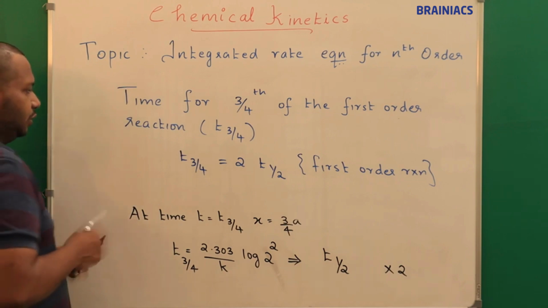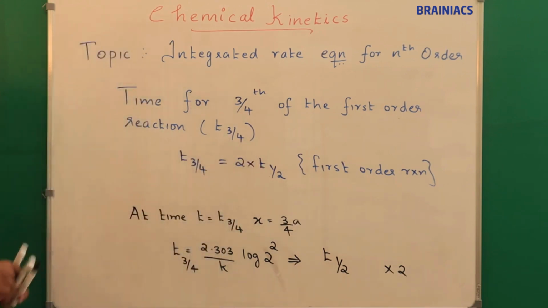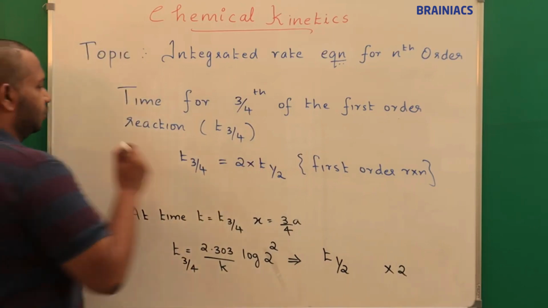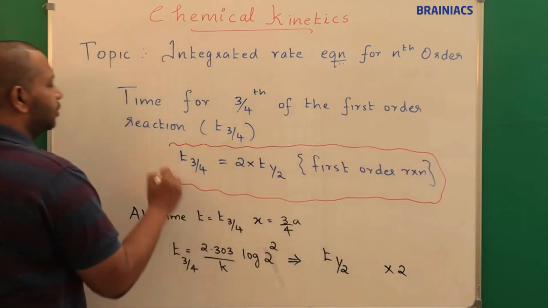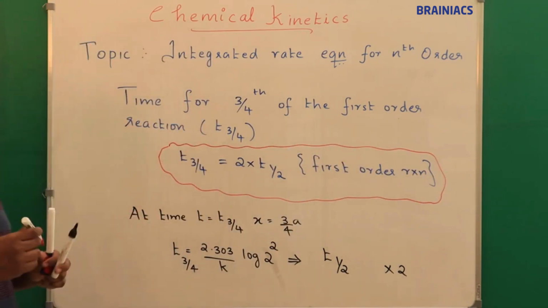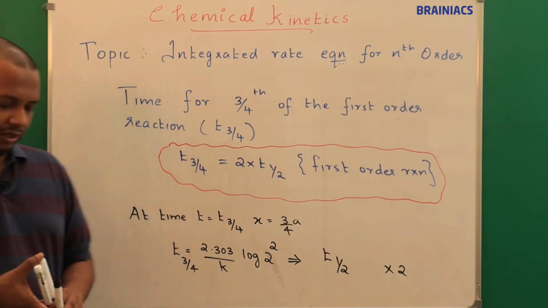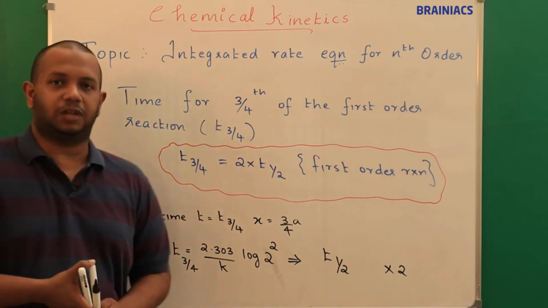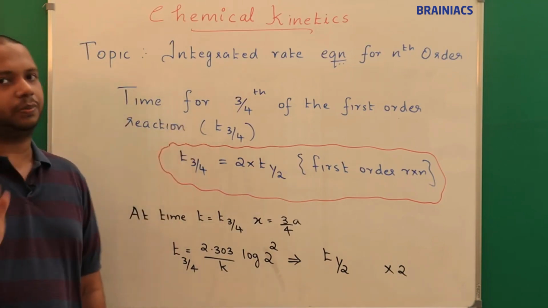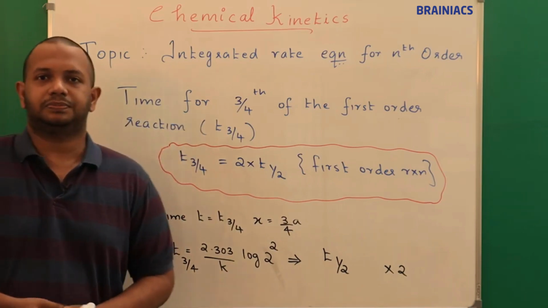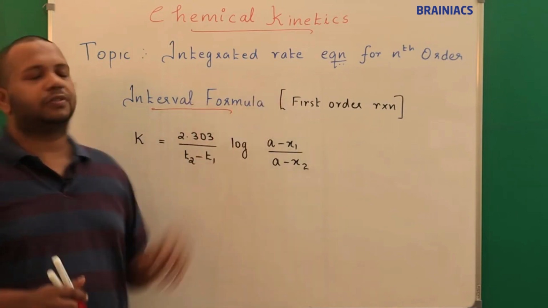So I can say 2 into T half. Don't confuse it, 2 times T half. So this is the relation you should remember. It is for a first order reaction. Okay. So next we will try to see the interval equation. I will explain what is interval equation. I hope this is very much clear for you. Any doubt, please ask in the doubt clearance group. So next we will see the interval formula for a first order reaction.